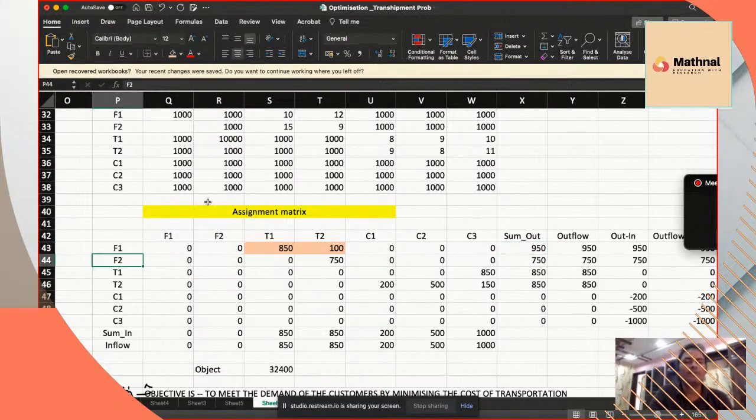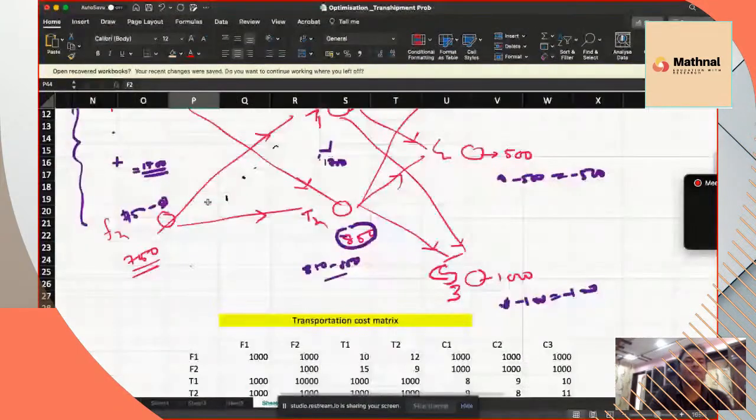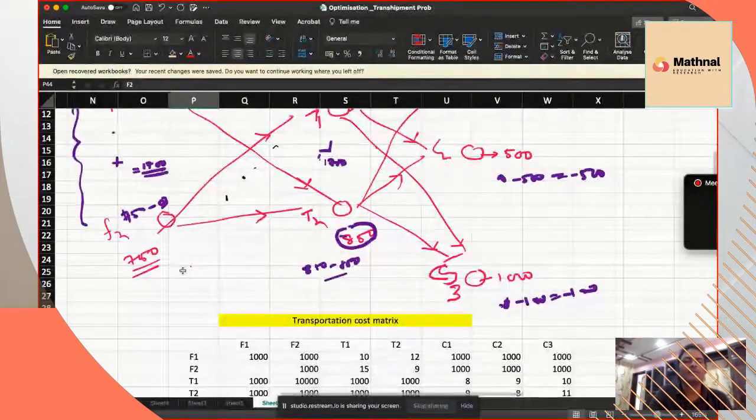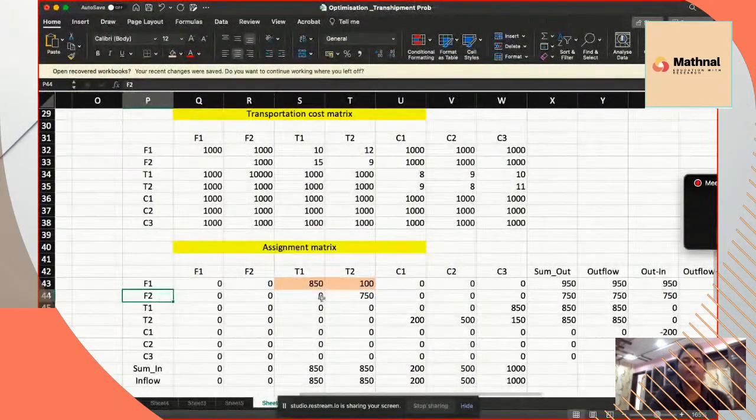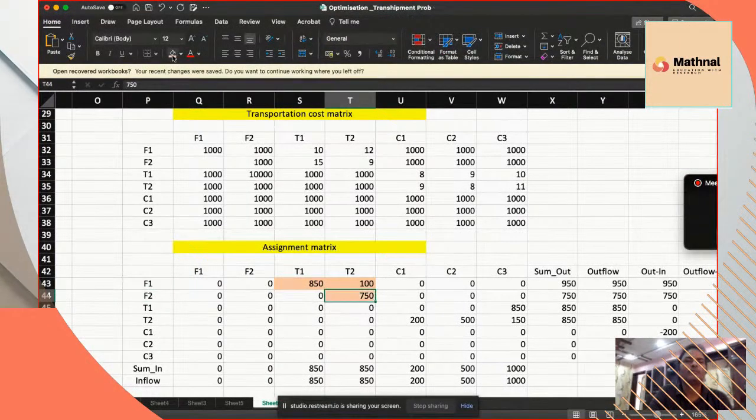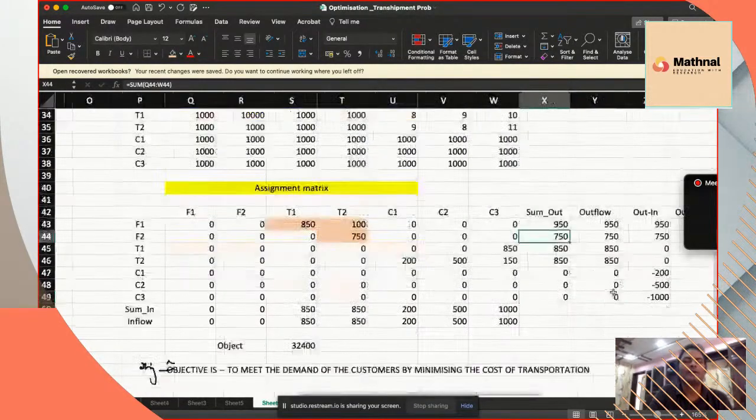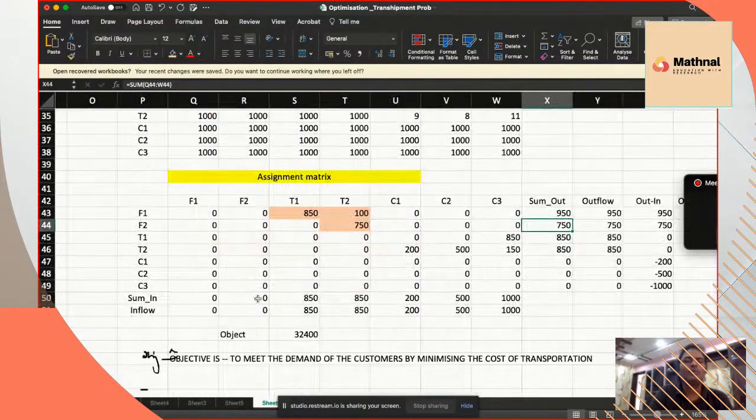The capacity of F2 is how much? 750 units. Look here, F2 is delivering all its 750 units to T2. So the outflow capacity is 750, and our constraint is matching here. And there is no inflow for F1 and F2, which is what we wanted. So this condition has matched.